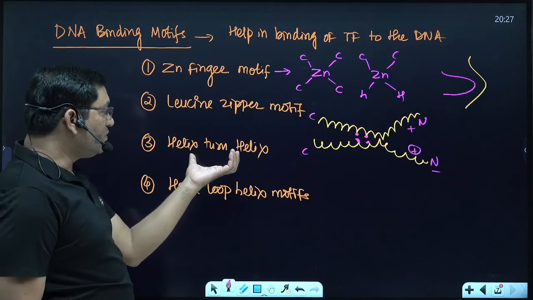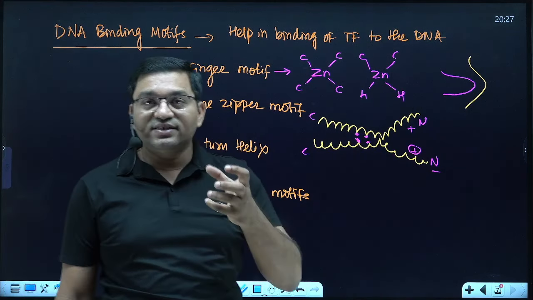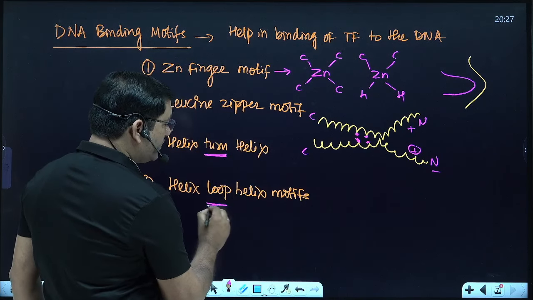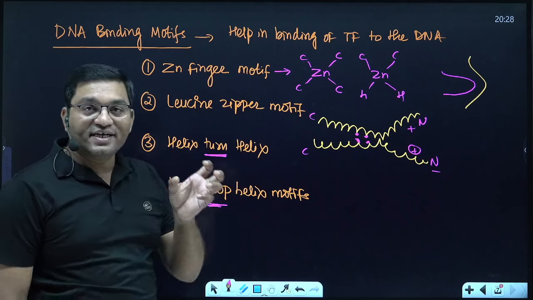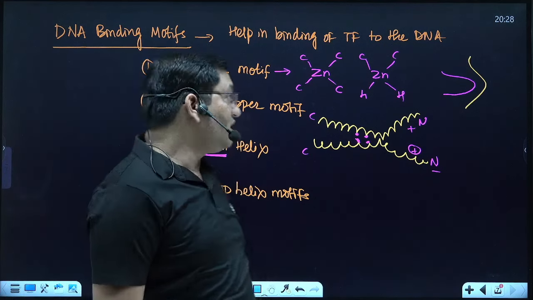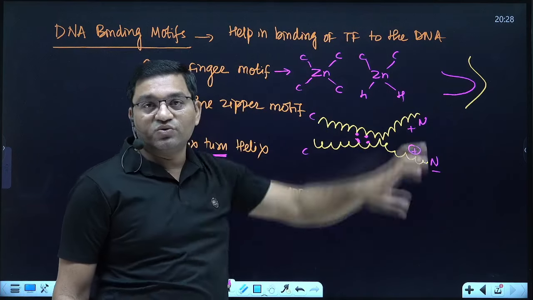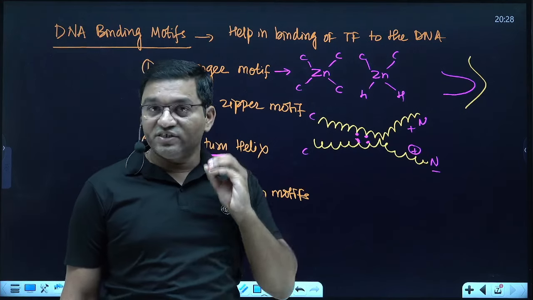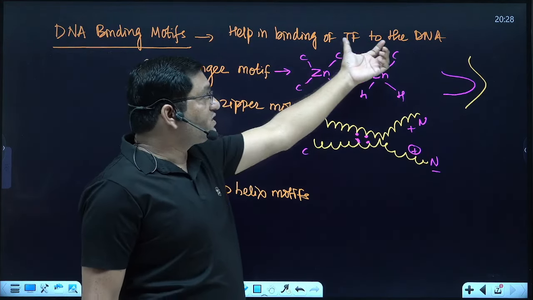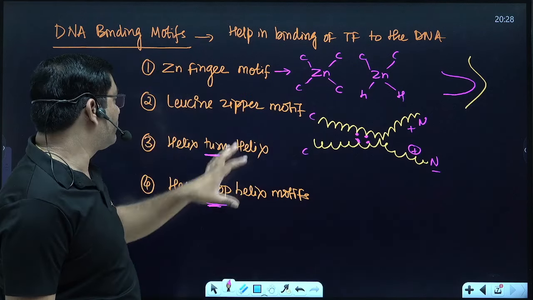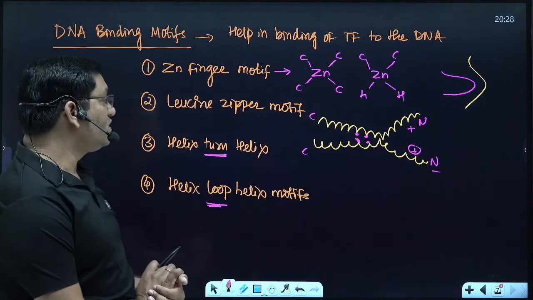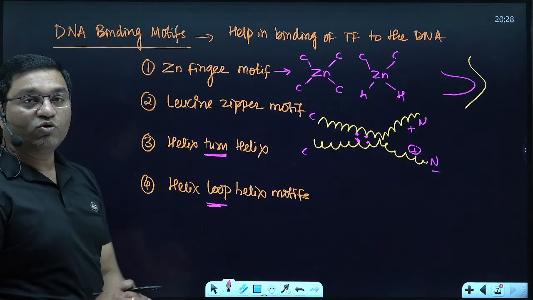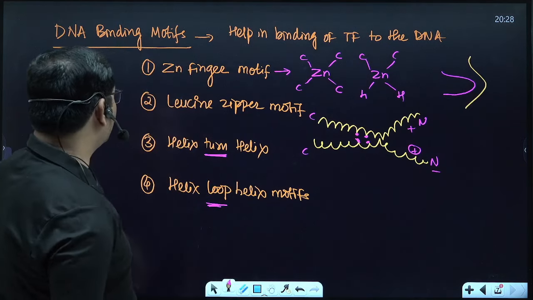In the helix turn helix motif, two alpha helices are connected by a turn. In the helix loop helix motif, two alpha helices are connected by a loop. These alpha helices react with the major and minor groove of the DNA and help in binding of various transcription factors to the DNA. This is the role of DNA binding motifs. These are super secondary structures: zinc finger motif, leucine zipper motif, helix turn helix motif, and helix loop helix motif.